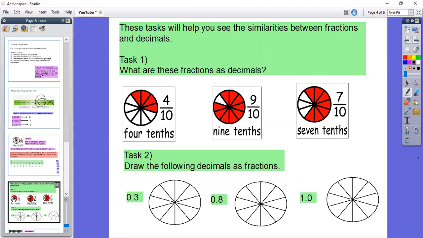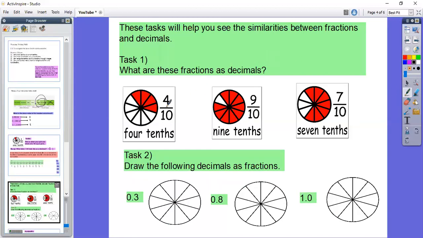I want you to try your best to, first of all, write these fractions as decimals, and then on some paper you can draw your tenth, or if you want, you can just imagine in your head how many you would shade in. But here, shade in the amount you would need for these decimals. So you're now using your knowledge of fractions to work out decimals, using knowledge of decimals to work out fractions.